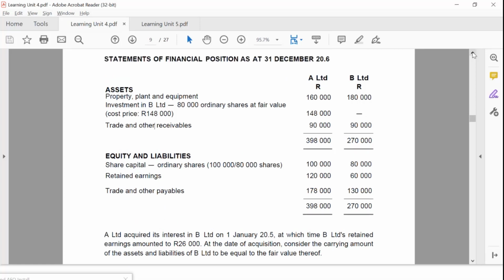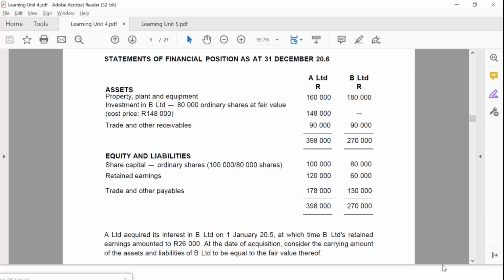That means A acquired B 2 years ago, because you have the whole of 2025 and 2026. So since A acquired B, they've been operating for 2 years. This is very important. Yesterday I said, as you read the question, mark the date of acquisition. Mark the date that the financial statements are being prepared. And look at how long, and look at the retained earnings and everything.